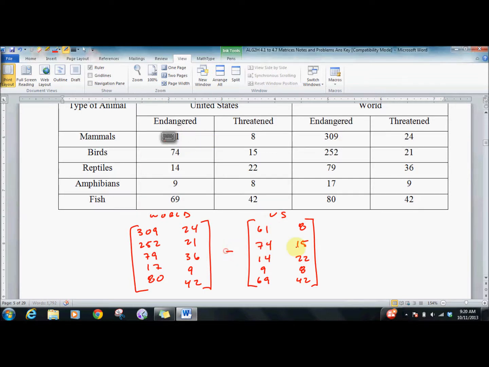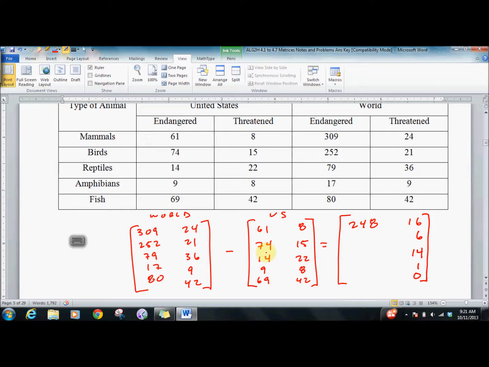Well, we just subtract. 309 minus 61, 248, I believe. Doing these off the top of my head. 24 minus 8, 16. 21 minus 15 is 6. 36 minus 22 is 14. And 9 minus 8 is 1. So only one amphibian in the rest of the world is threatened. Again, I think we have good measuring. And then all 42 of the fish that are threatened are in the United States. Interesting. I think this has something to do with the EPA being in the United States.